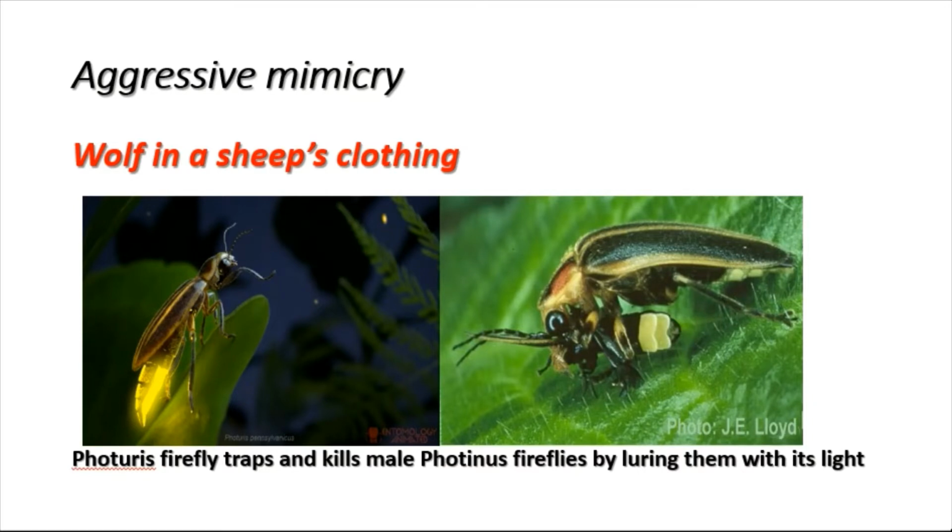Aggressive mimicry. In this case, we are talking about an aggressive organism pretending to be a calm organism, luring its prey and killing them for its survival advantage. Example: the Photoris firefly traps and kills the male Photinus firefly by luring them with its light. How is this possible? The Photoris firefly emits lights that look like lights emitted by the female Photinus firefly. Therefore, the male Photinus firefly moves towards the Photoris firefly. Then the Photoris firefly kills the male Photinus firefly for its survival.